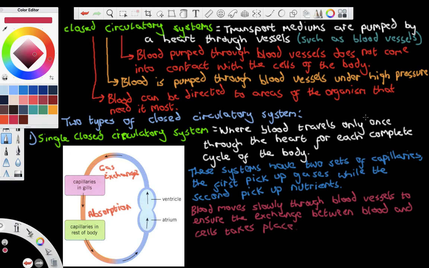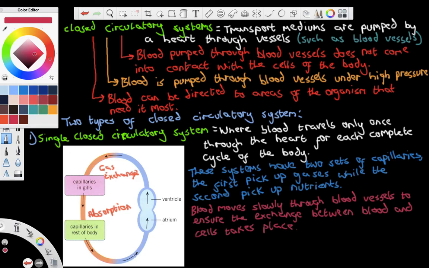Now, while they can still direct blood to where it needs to go, a disadvantage of a single closed circulatory system is that it does not maintain a high concentration gradient. Because blood is moving through the blood vessels at such a slow rate, and substances are constantly being exchanged between the blood in the blood vessels and the cells of the body or the cells of the fish, this means that eventually equilibrium is reached, and there is a small concentration gradient as you move closer to the heart.